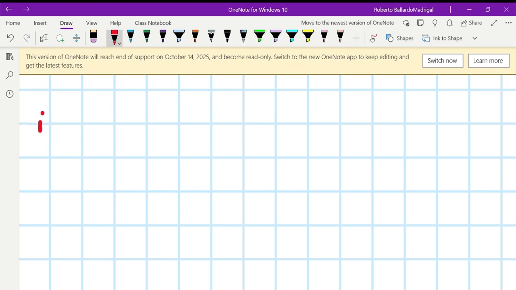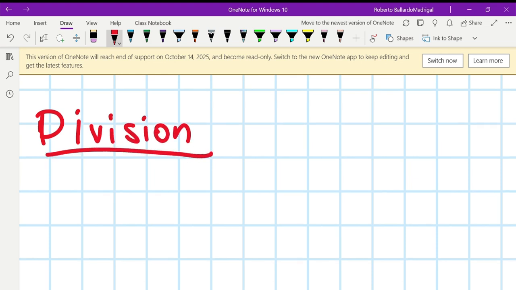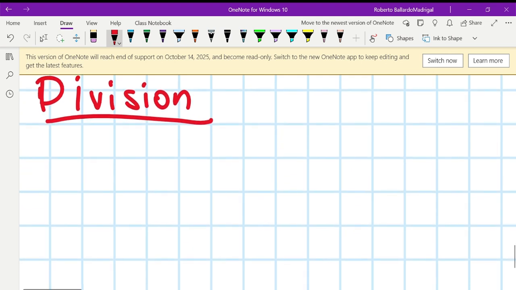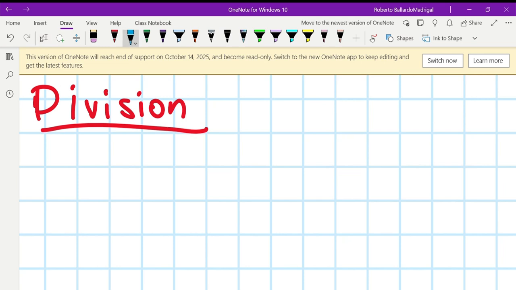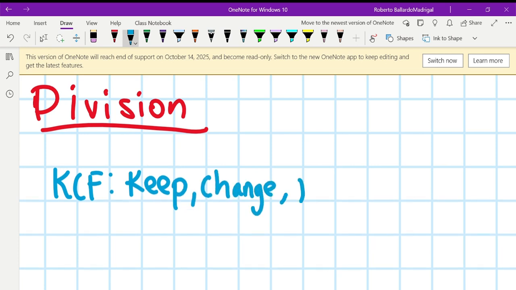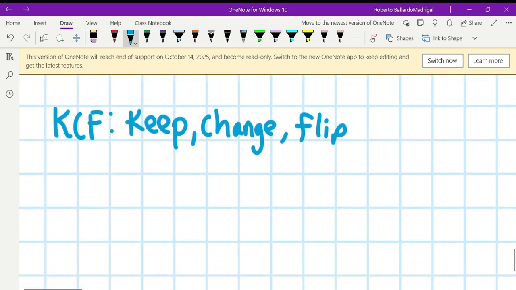All right. Let's look at division. Okay. So with division, don't forget you have to do keep, change, flip. Keep, change, flip. KCF. Okay, so we're doing keep, change, flip, then that means we're doing the following. Let's get an example.